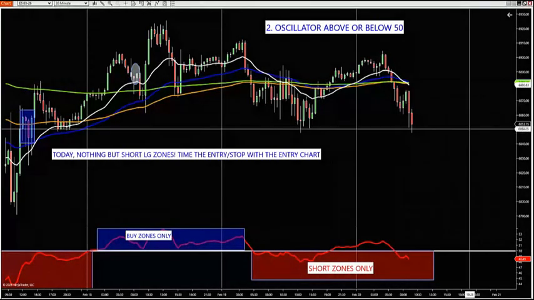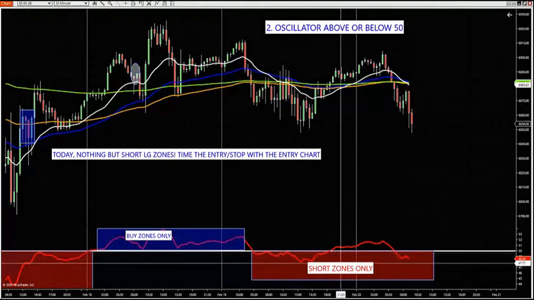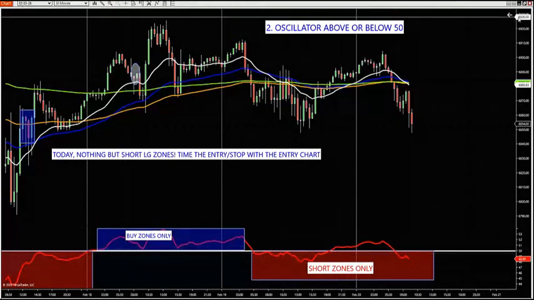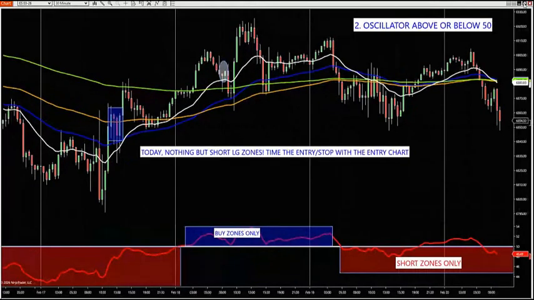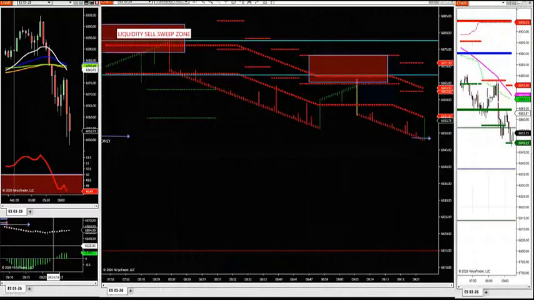I'm shorting. Yesterday, we're shorting only sell zones. Day before, only buy zones. So that oscillator tells us right away. That's one piece of the puzzle. That's the first thing you do. The second thing you do, you don't look at your entry chart the second thing, right?